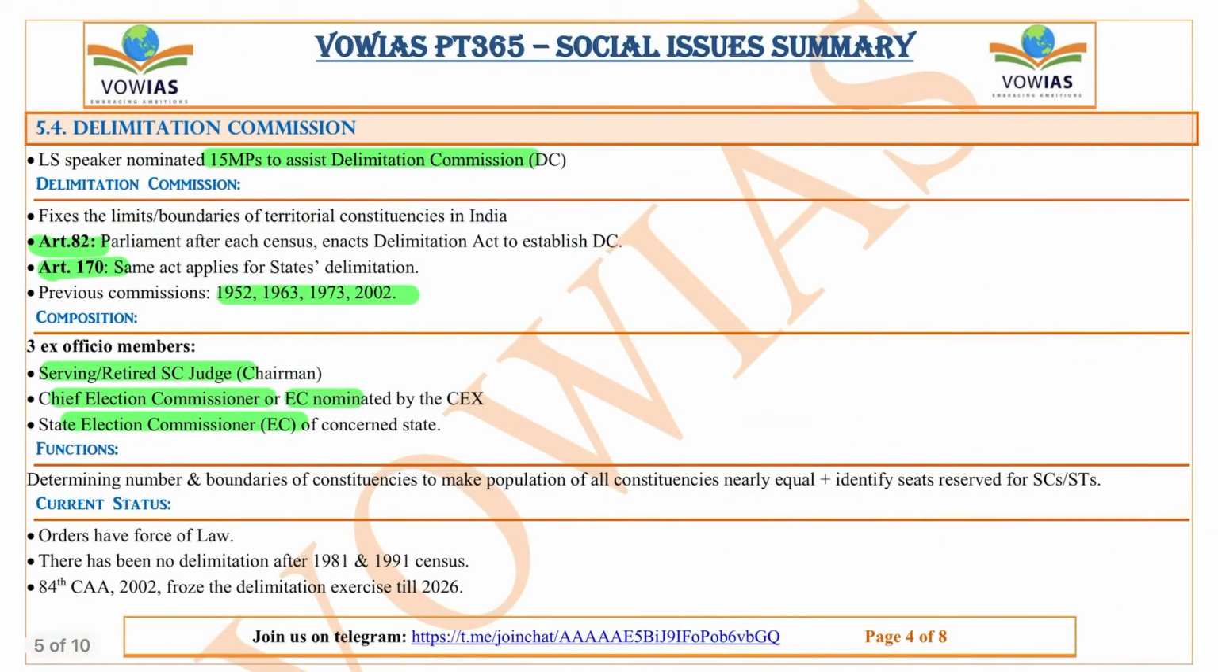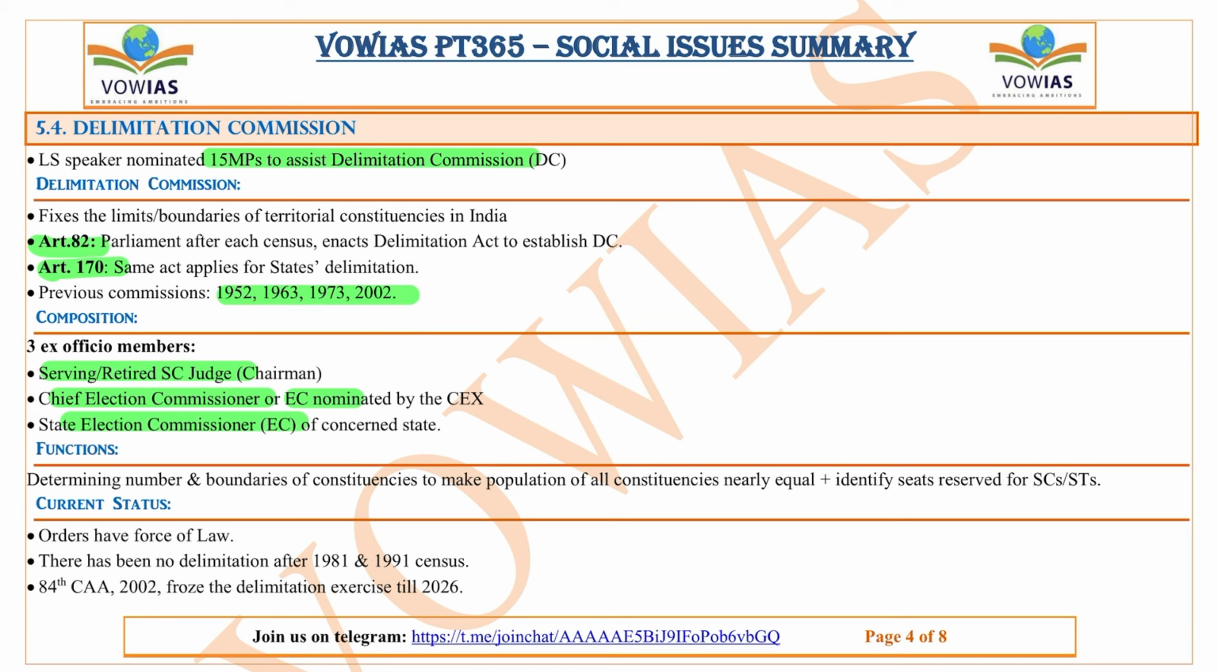Okay, so the next one is about the Delimitation Commission. The Delimitation Commission is basically the commission which delimits, or in simple words changes, the sizes of constituencies. Recently the Lok Sabha Speaker nominated 15 MPs to assist this Delimitation Commission. It fixes the limits or boundaries of territorial constituencies in India. Article 82 says that Parliament after each census enacts a Delimitation Act to establish the Delimitation Commission, and the previous commissions are 1952, 63, 73 and 2002.